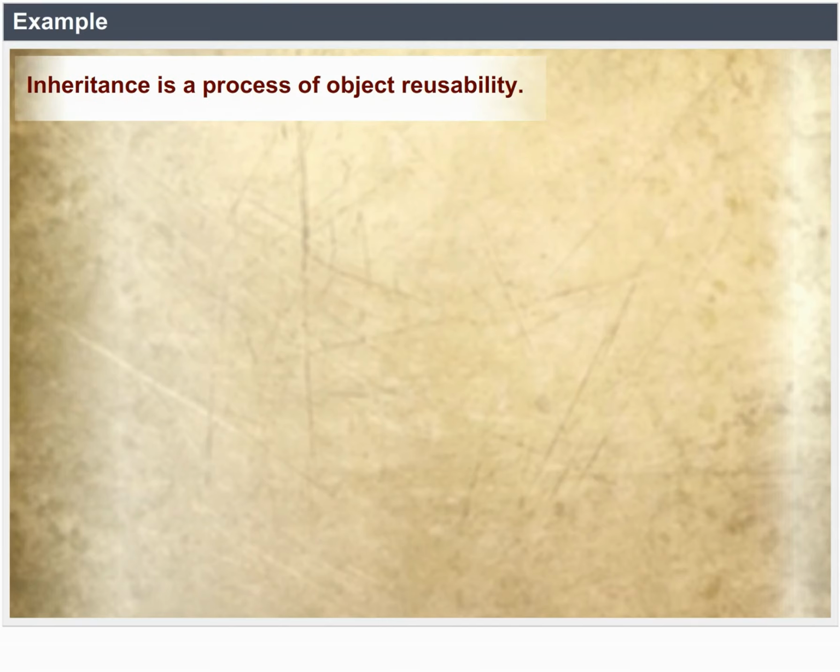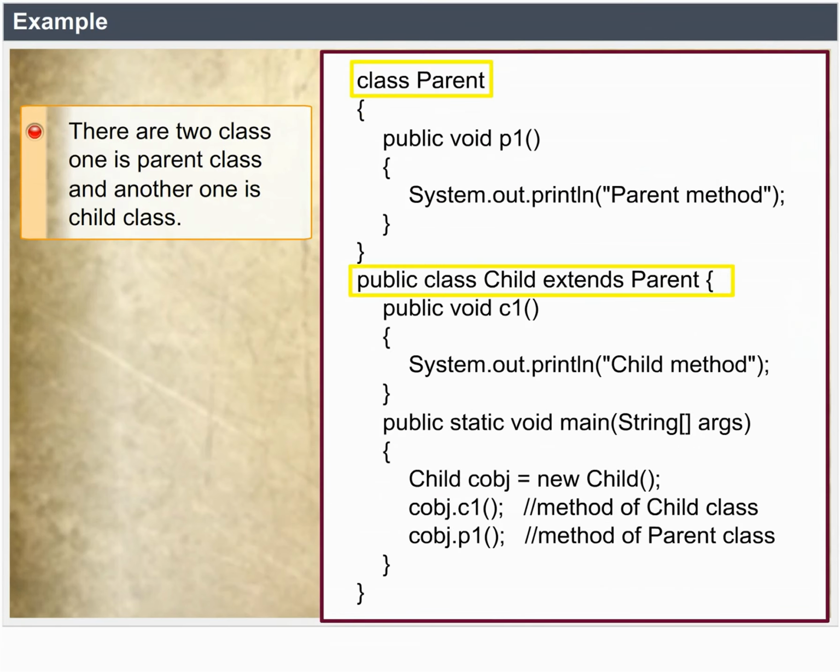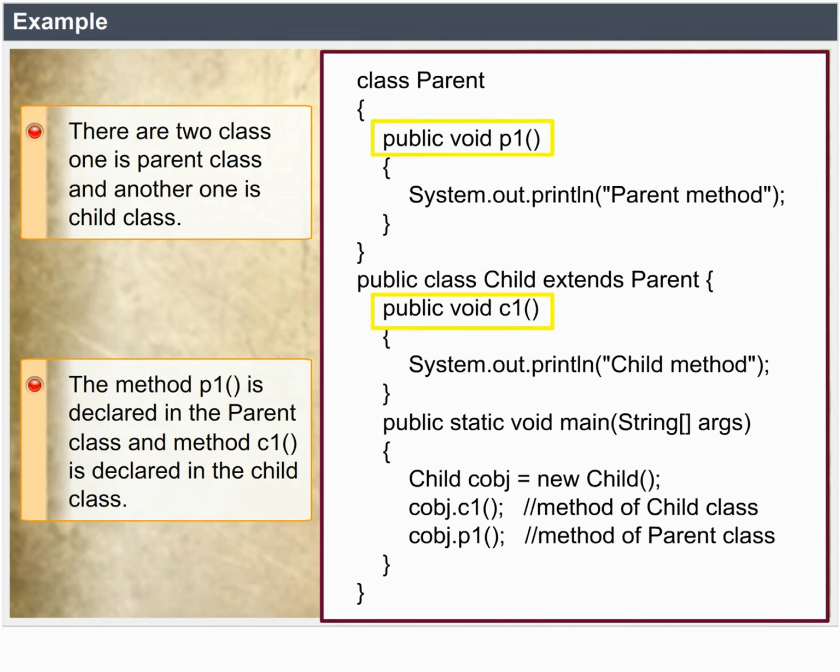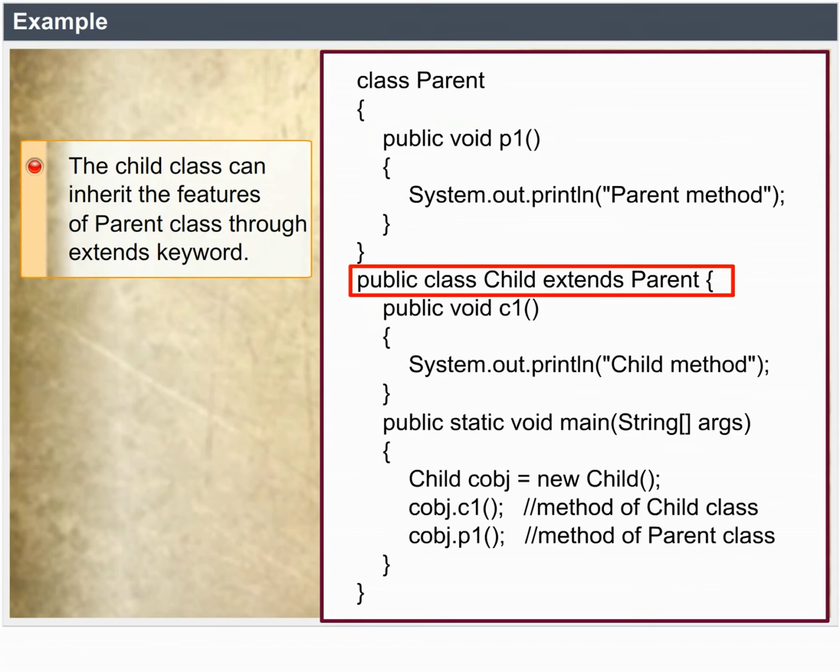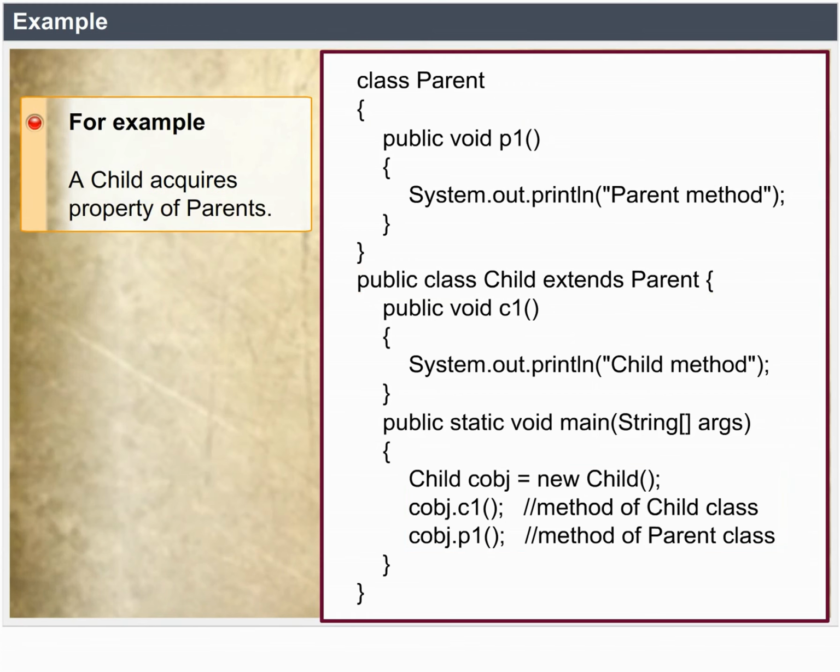Example. Inheritance is a process of object reusability. The program given below explains the concept of inheritance. There are two classes, one is the parent class and another one is the child class. The method P1 is declared in the parent class and method C1 is declared in the child class. Child class can inherit the features of the parent class through the extends keyword. An object has been created for the child class to access both parent and child class methods. For example, a child acquires properties of parents.